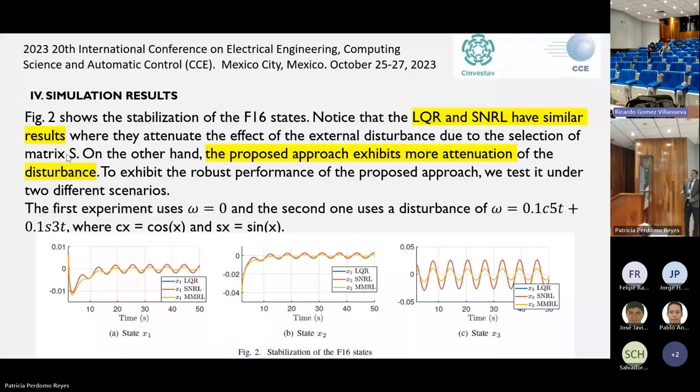In this figure, we can see how the states are minimizing the perturbations. Then, because it's a sinusoidal function, in the first stage of the simulation, we propose in the next experiments to take out the perturbation. And after using this kind of perturbation, the cosine and sine functions, we can see that our proposed approach minimizes and attenuates, stabilizing the system.